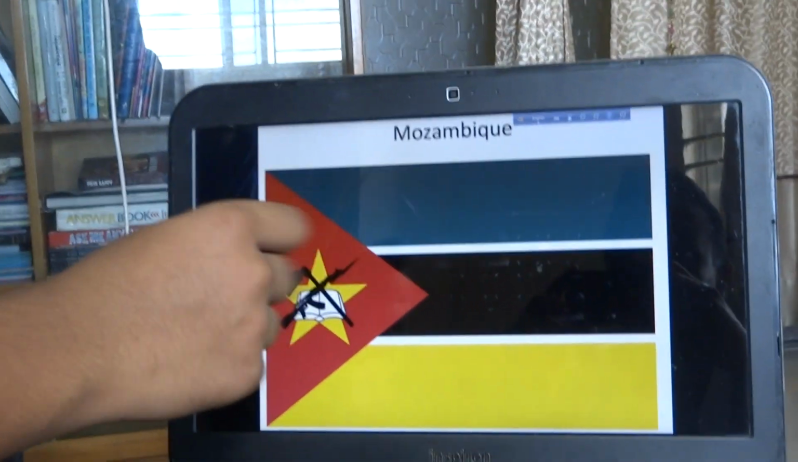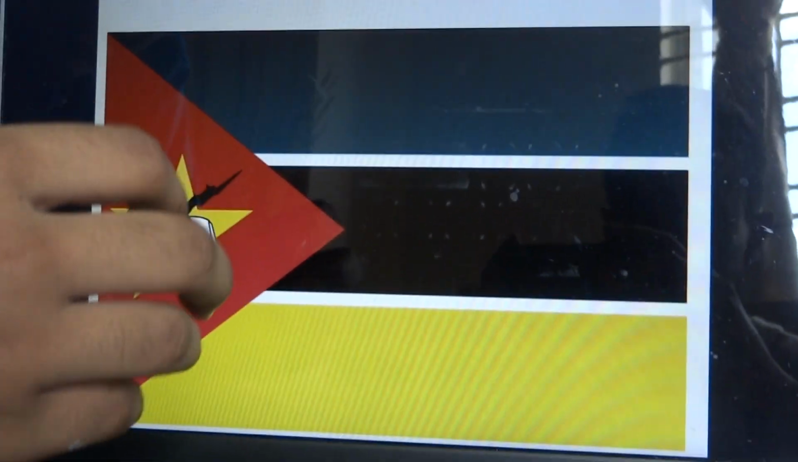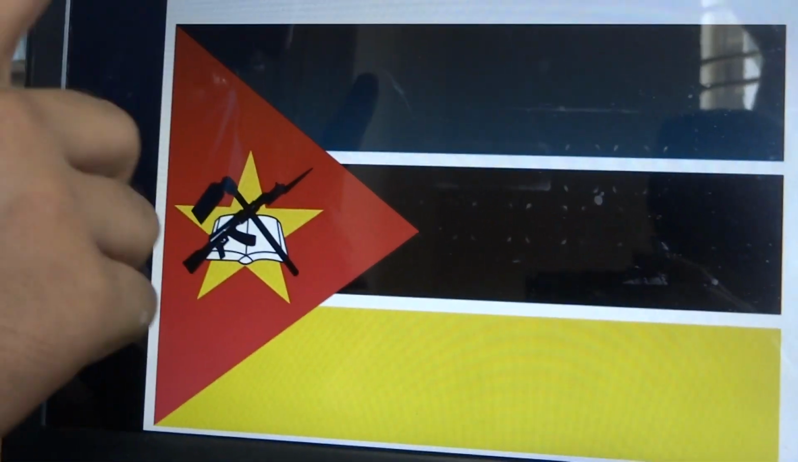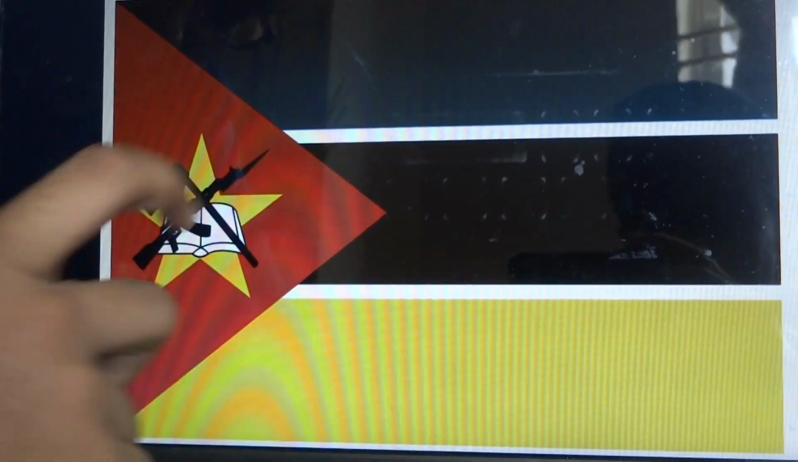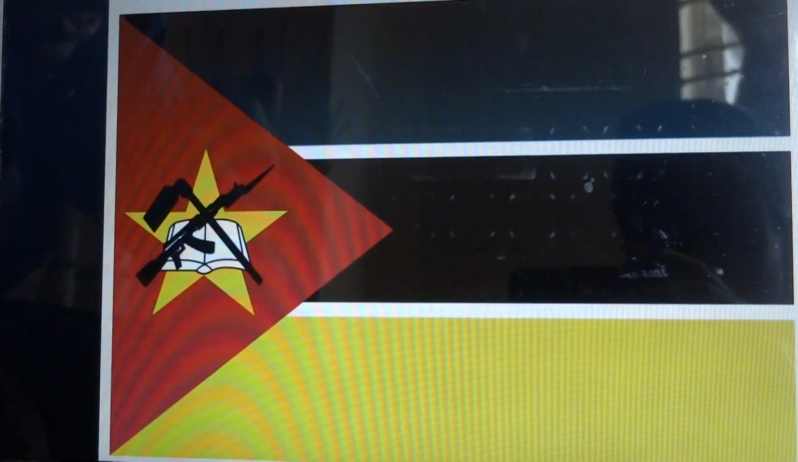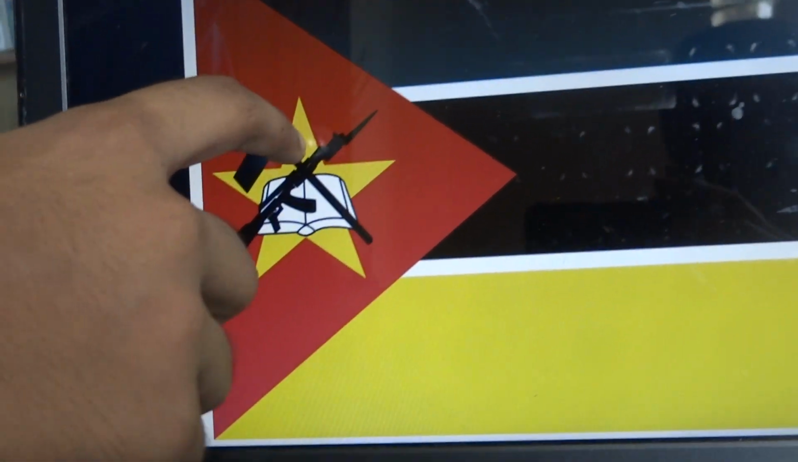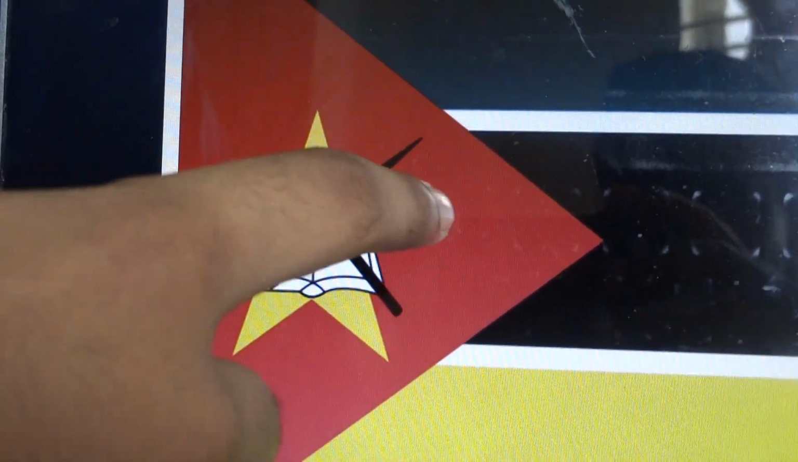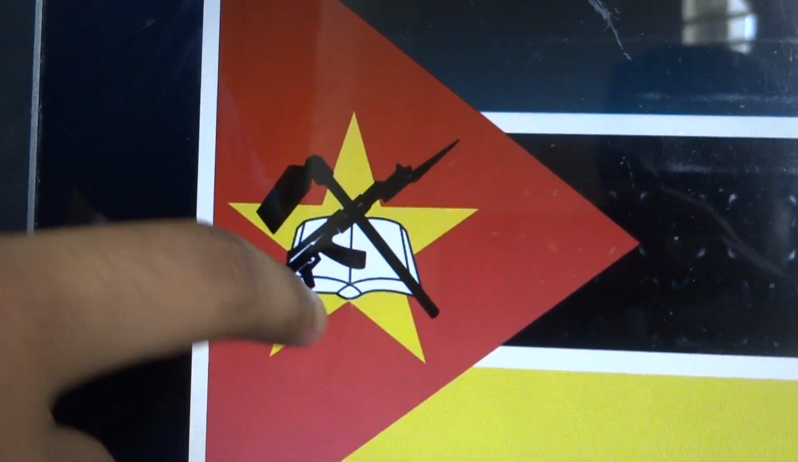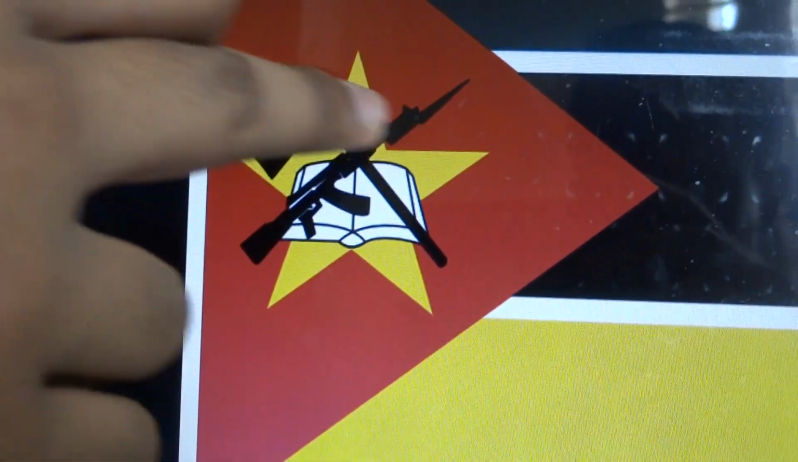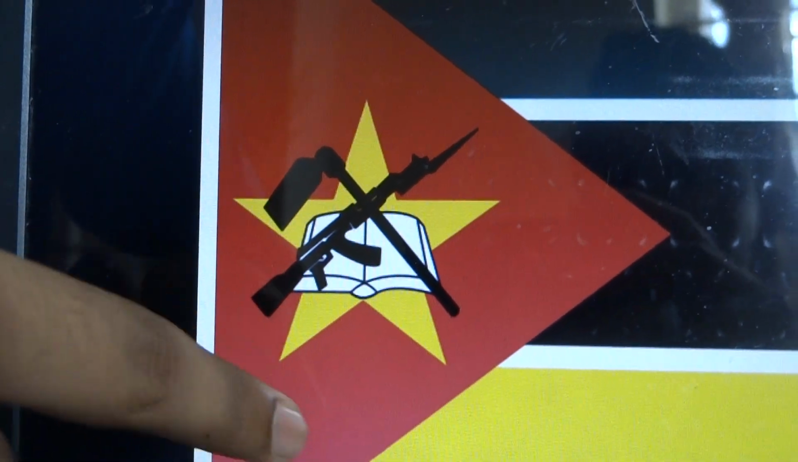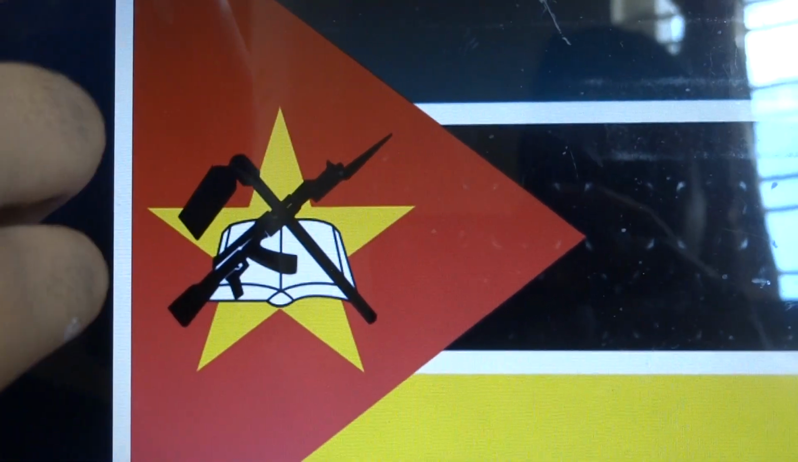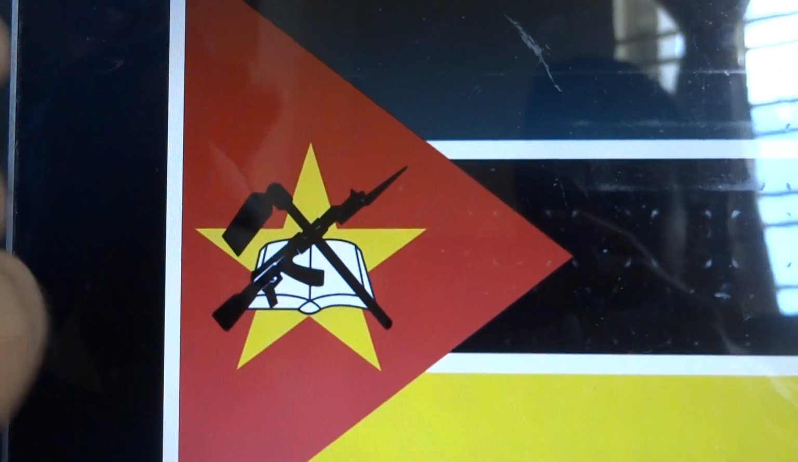This is the country of continental Africa, Mozambique. Now this is the only country in the world with a modern firearm, an AK-47. The firearm represents vigilance, and this hoe over here represents hard work. This is the star of Marxism, and there was actually quite a stir when some people thought that it represented communism. It does not represent communism, it represents Marxism.